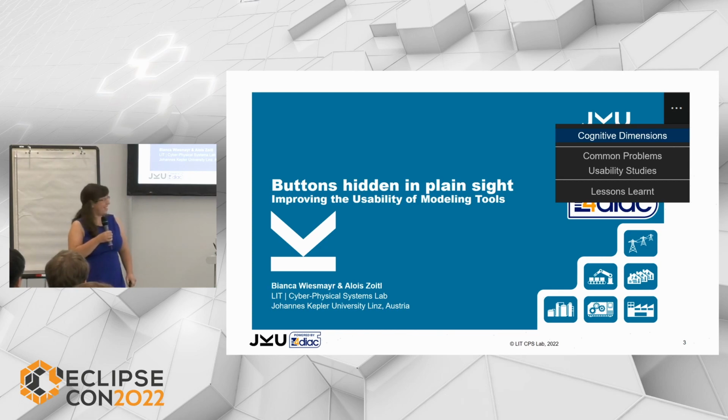And behind our button is the program for today. So we will talk about a usability framework, which is called Cognitive Dimensions. We haven't invented that, but we have applied it to our Eclipse 4diac. And that's why we will also discuss some common problems that we found. We will talk about usability studies that we have performed based on this framework and that are really lightweight to use for any tool. And we'll summarize some lessons learned that apply not only to our tool, but also to similar visual modeling tools.